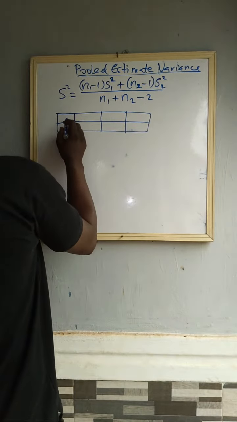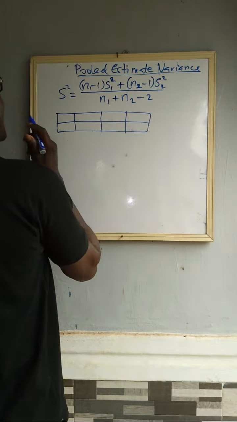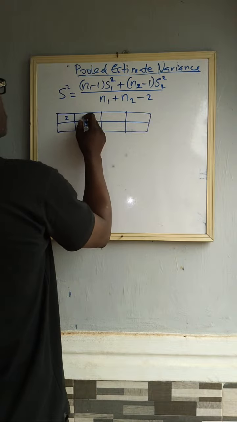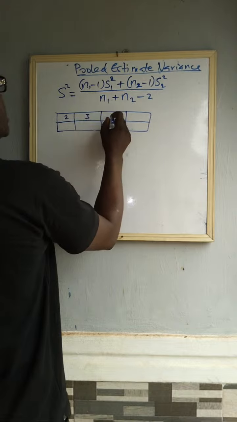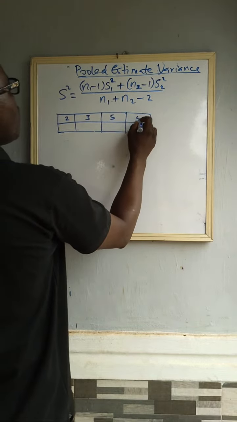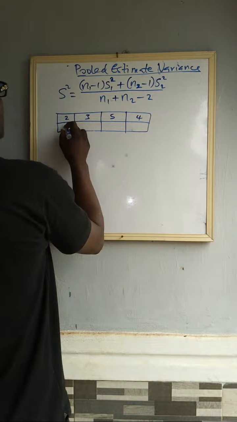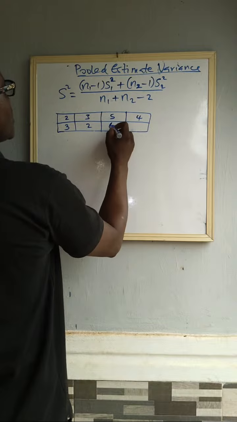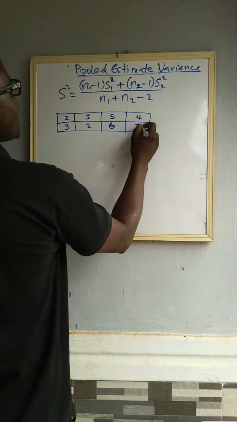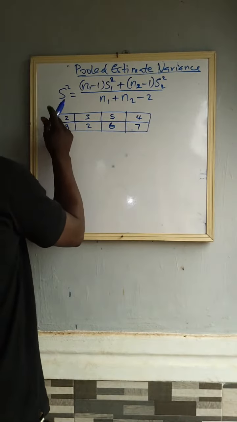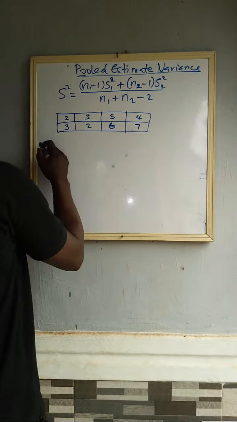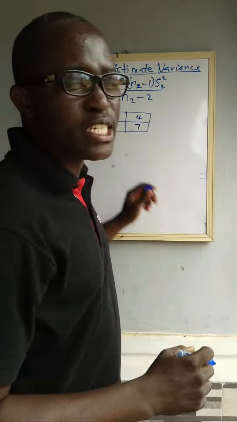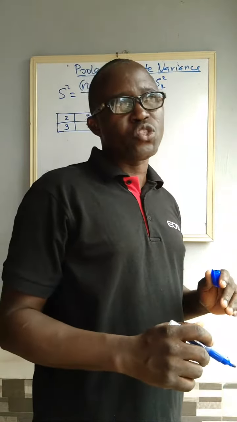Let us assume we have 2, 3, 5, 4. This is the first data set up here. And the second one is 3, 2, 6, and then 7. So we need to calculate the pooled estimate of variance using this data. So we follow the procedure one after the other.